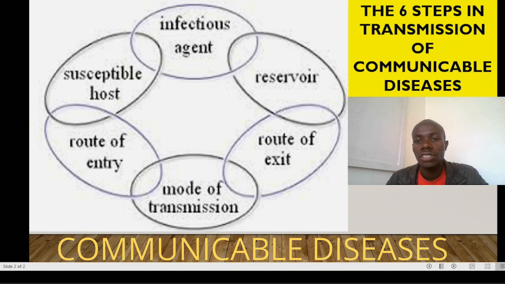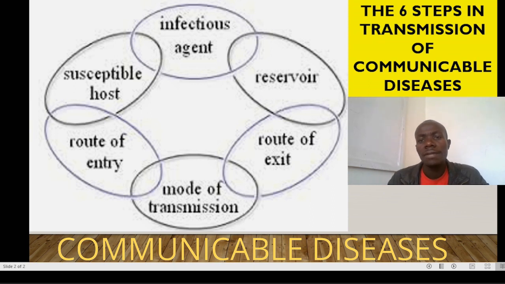It could be age, like the very young and the very old are more affected than the rest of the population. Immune status, those with weak immunity or those with underlying conditions, and genetics that are susceptible to other diseases. So individuals with weakened immune systems, the elderly, and young children are often more vulnerable to infection. The third step is route of entry.